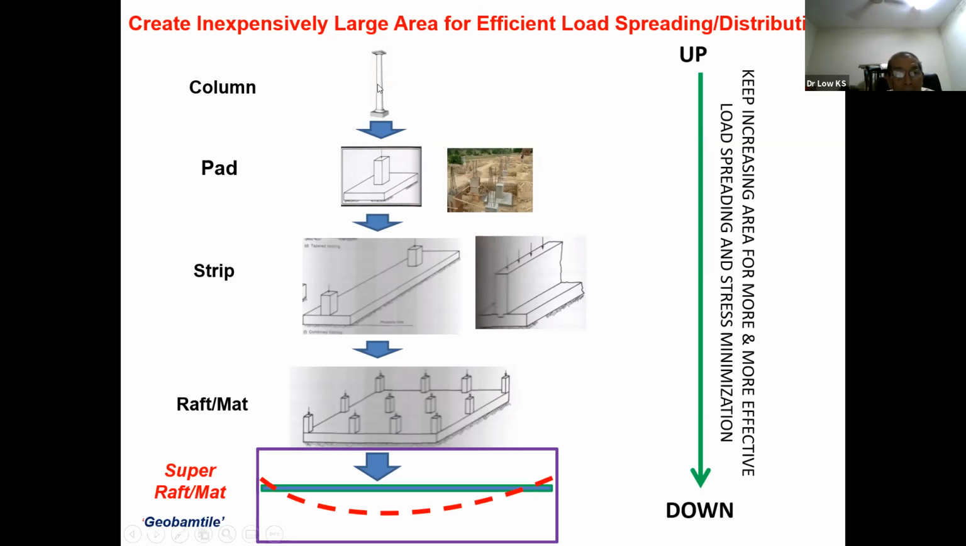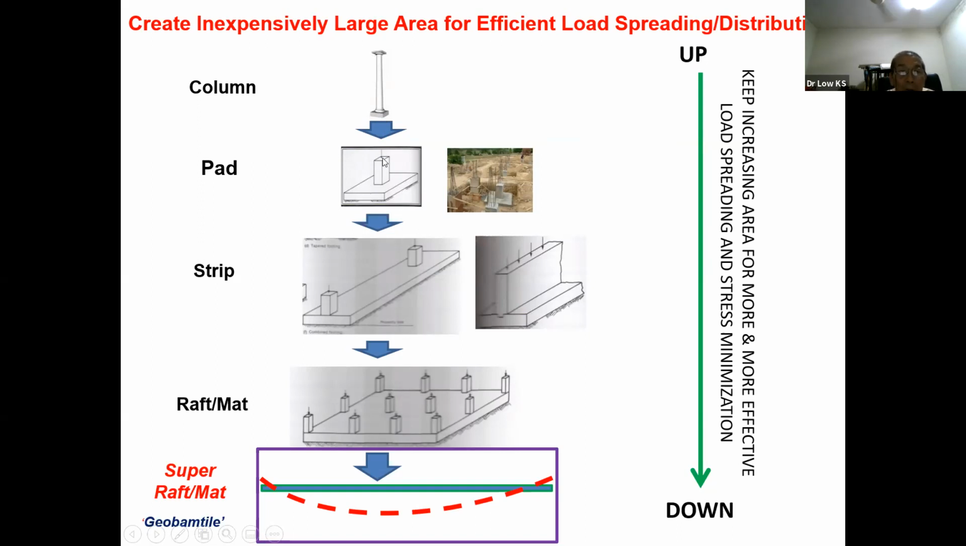Okay, you have a column. Why do you have a pad footing? Actually, the pad is to enlarge, just like when you first stand on your shoe, now you put a piece of plywood, so that the area increases and the pressure decreases. When the pressure decreases, the soil underneath that is weak can sustain it. If the pressure coming down is too high, it cannot bear. But when the pressure is reduced, then the soil can bear.